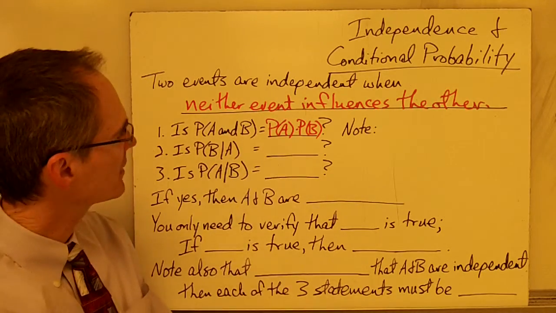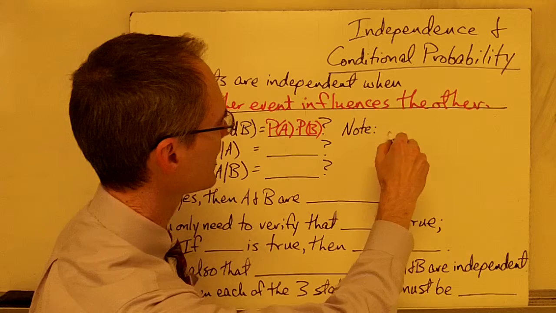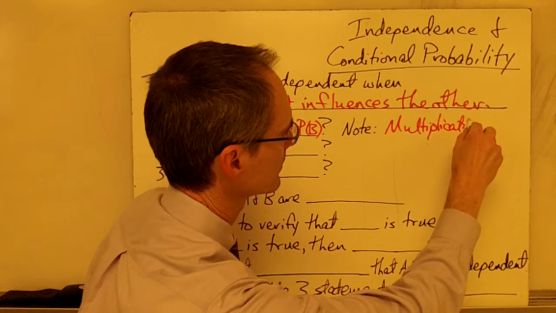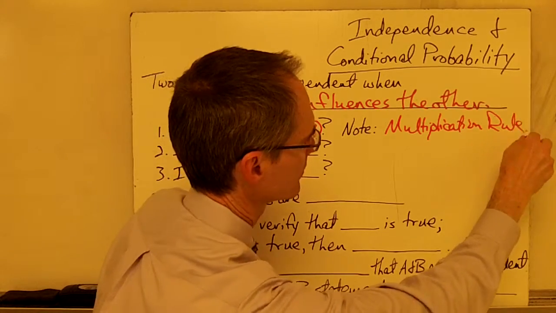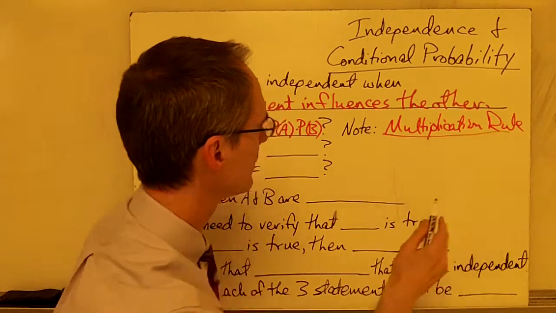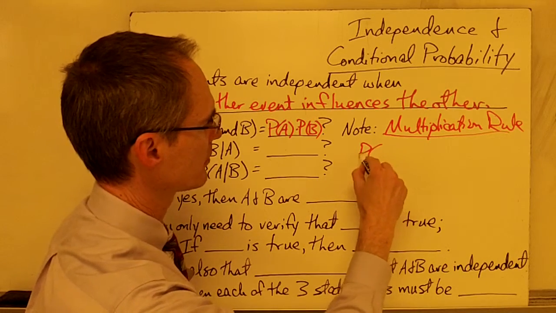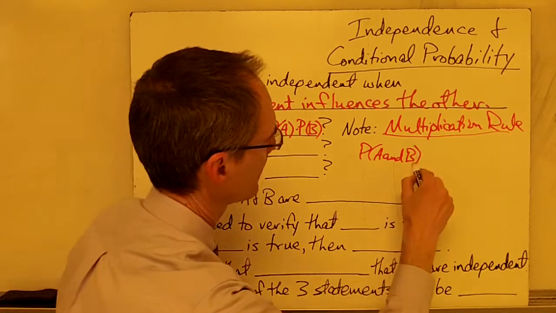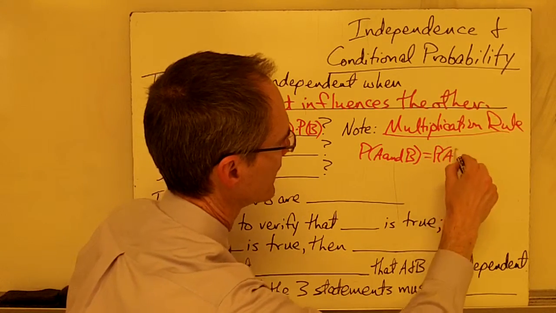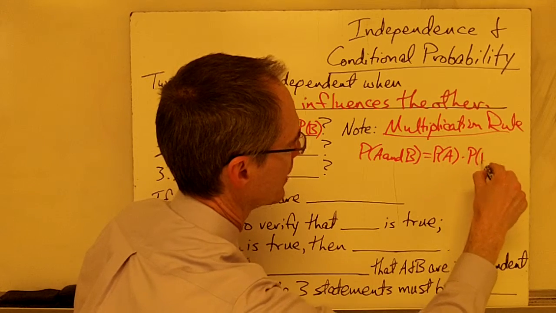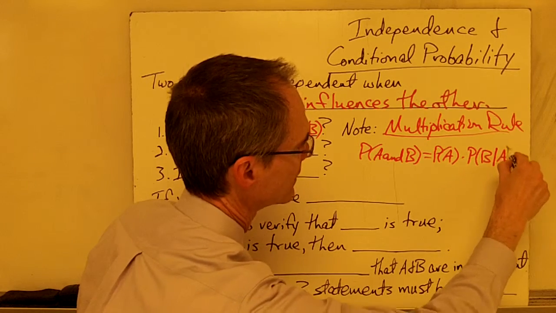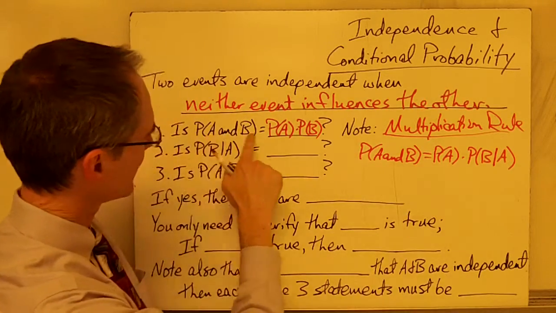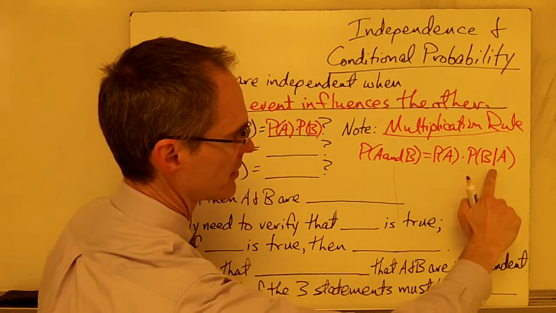Now, you may be thinking to yourself, this looks kind of like the multiplication rule. And it does kind of look like the multiplication rule. The multiplication rule, remember, looks like the probability of A and B equals the probability of A times the probability of B, given that event A has already happened. Well, this looks kind of like this, except for this part right here.